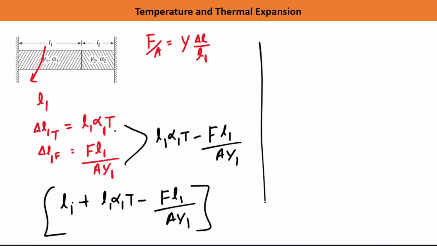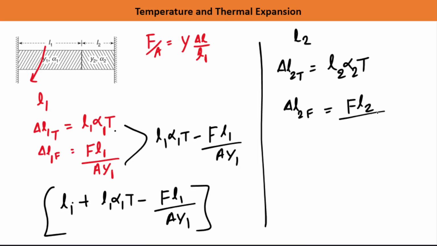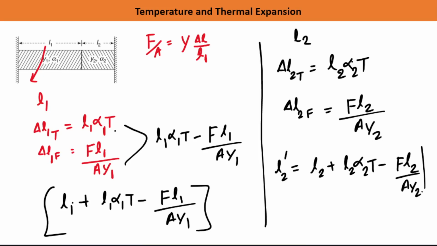Similarly for the second segment, what is its length? L2. Because of temperature change, what will be the change in length? That is L2 alpha 2 T. And because of this compressive stress, what will be the decrement in length? Because of force F, it will be F L2 by A Y2. So the total change in length is this minus this. So the new length L2 dash will be equal to L2 plus L2 alpha 2 T minus F L2 by A Y2. Done? So this will be the thing.